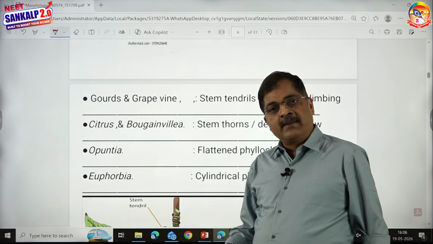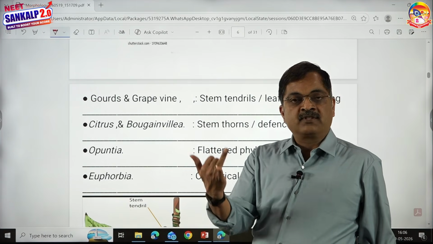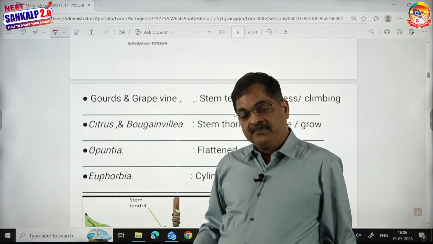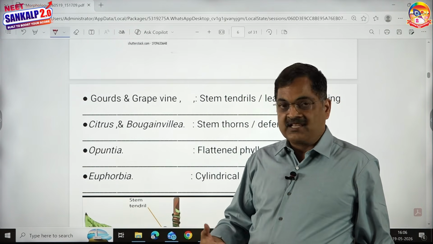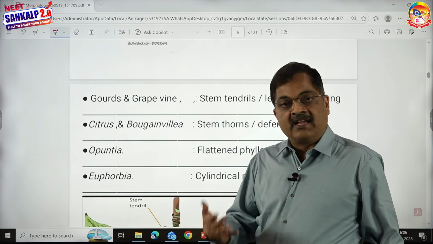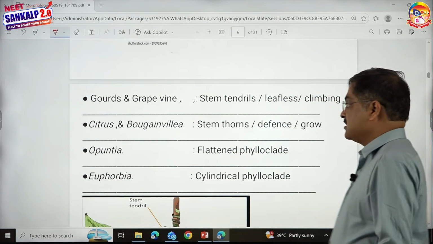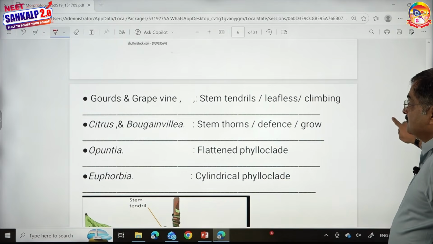From underground stems: rhizome, corm, stem tuber, bulb. Onion and garlic is bulb. Potato is stem tuber. Colocasia and Amorphophallus is corm. Ginger and turmeric is rhizome. Now we get into aerial stem modifications without any delay.